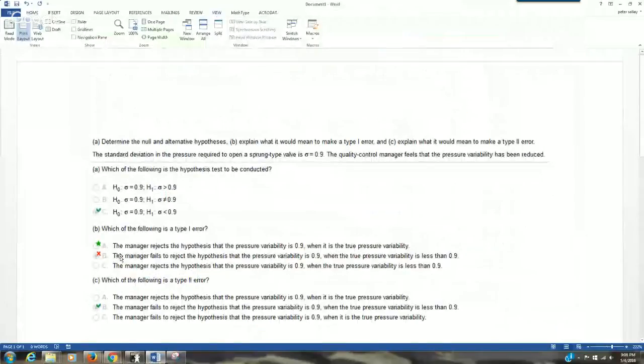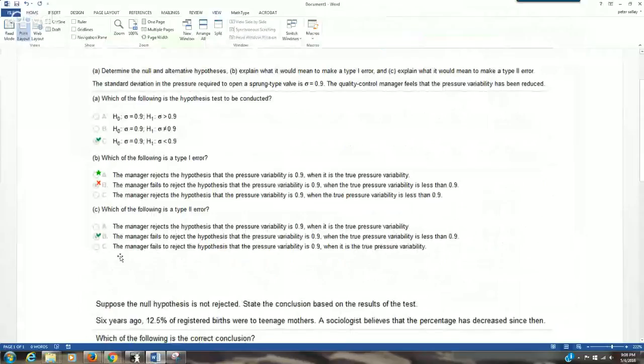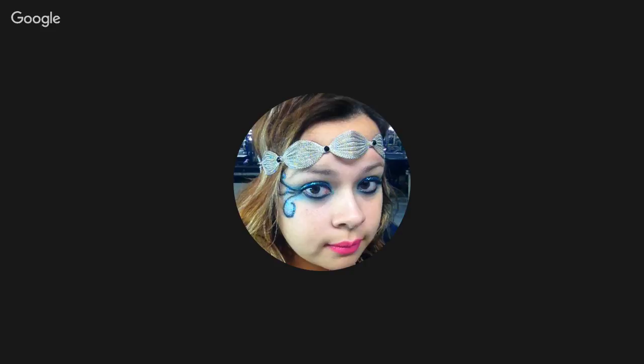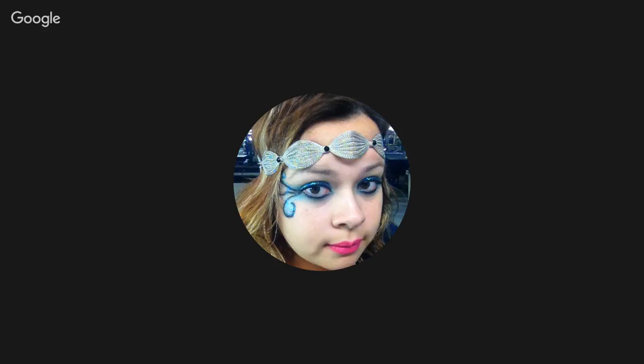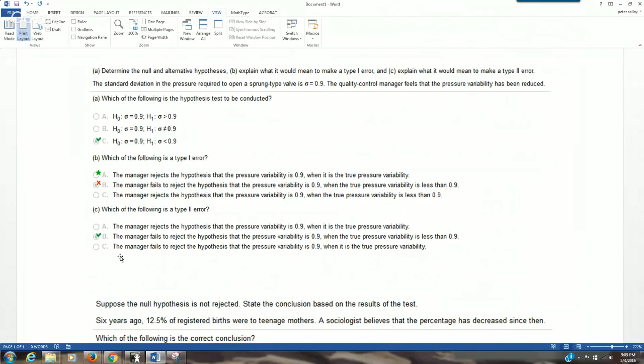Okay, so here's number 2 of your practice. We'll just go through the question and chat about it, and hopefully someone else will show up and offer their opinion as well. All right. So it says determine the null and alternative. Explain what it would mean to make a type 1 error, what it would mean to make a type 2 error.